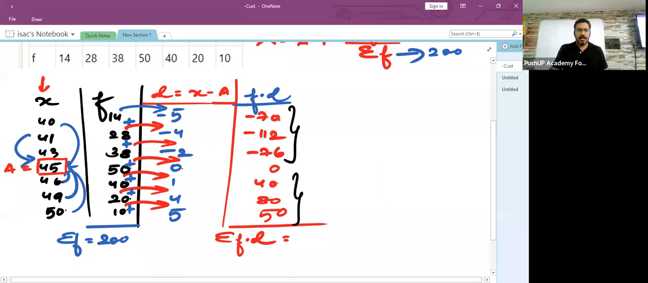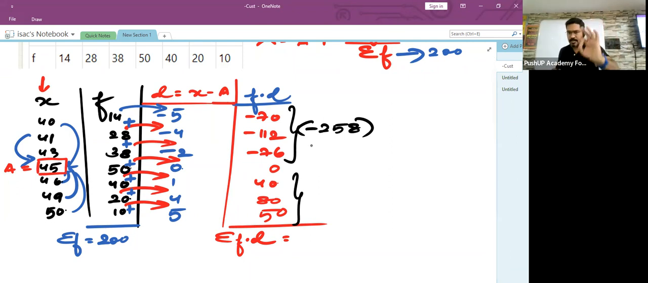Okay, so what is -70, -112, -76? -146, -112. How much is it? -258. Just mention it over here, children, next to all the three negative numbers. Am I right? -70 plus -112 plus -76 gives you -258. Mention it next to all the three negative numbers within brackets. Any problem?